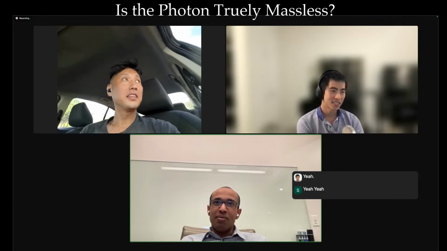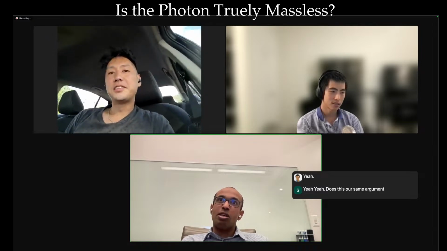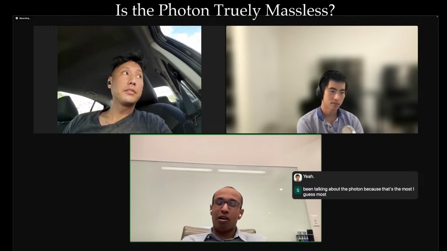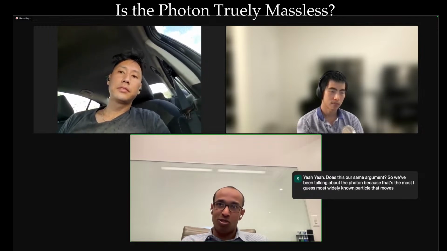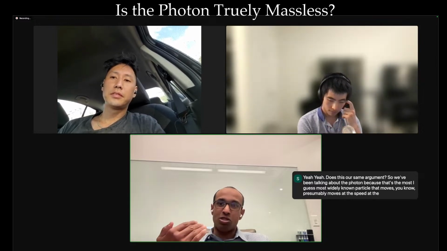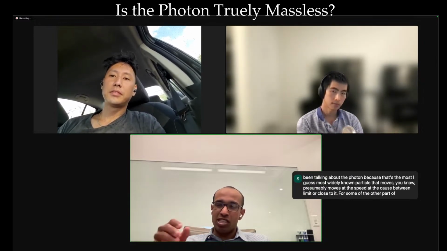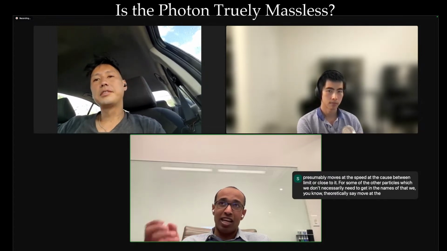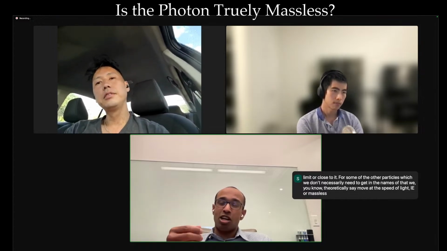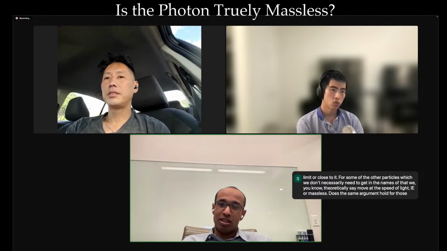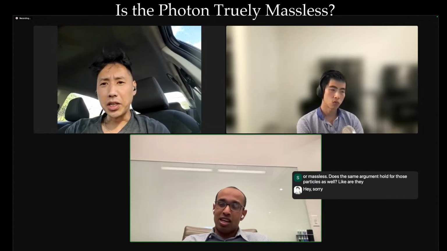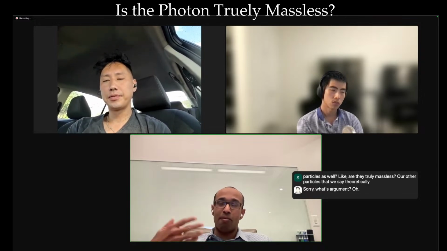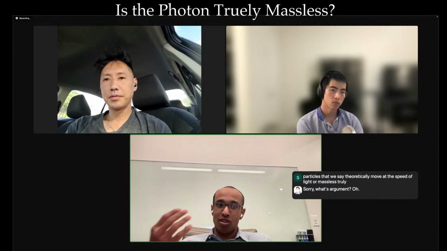Yeah. So we've been talking about the photon because that's the most widely known particle that presumably moves at the cosmic speed limit or close to it. But for some of the other particles, which we don't necessarily need to get into the names of, that we theoretically say move at the speed of light, i.e. are massless, does the same argument hold for those particles as well? Are they truly massless, or does it follow the same argument?